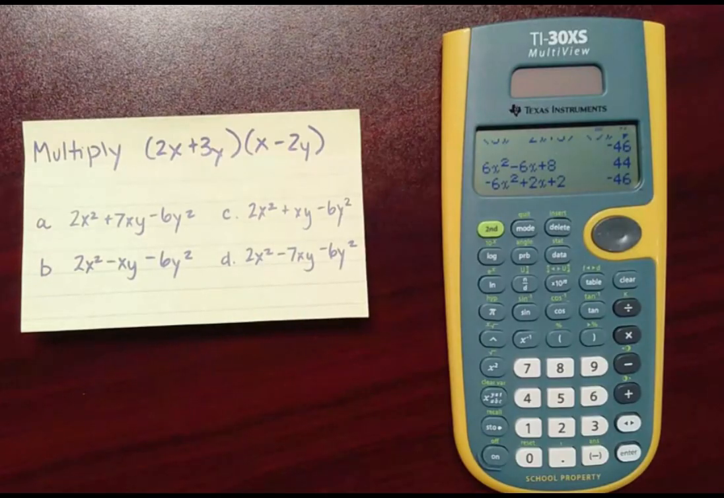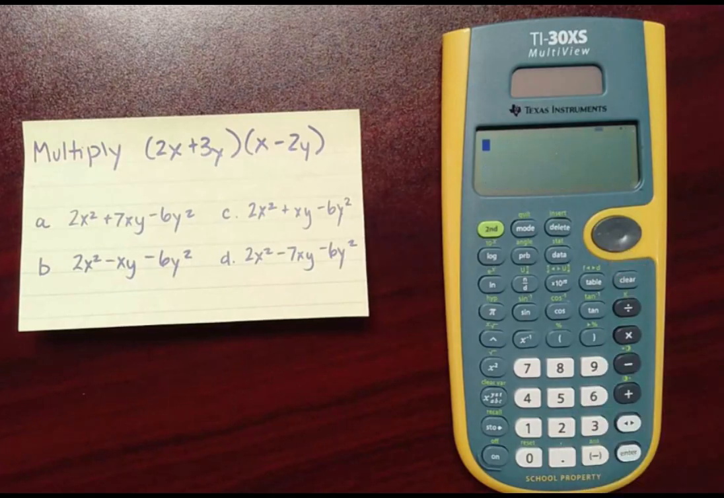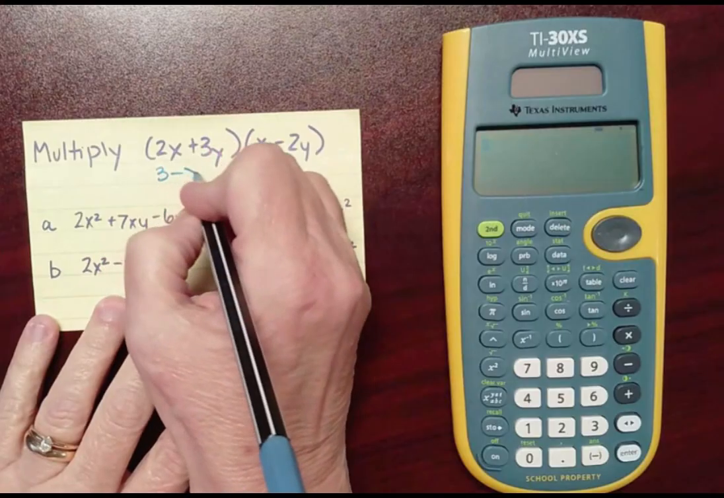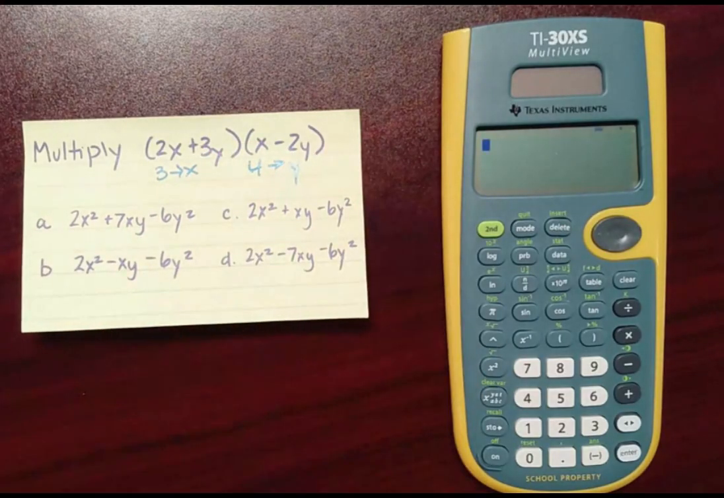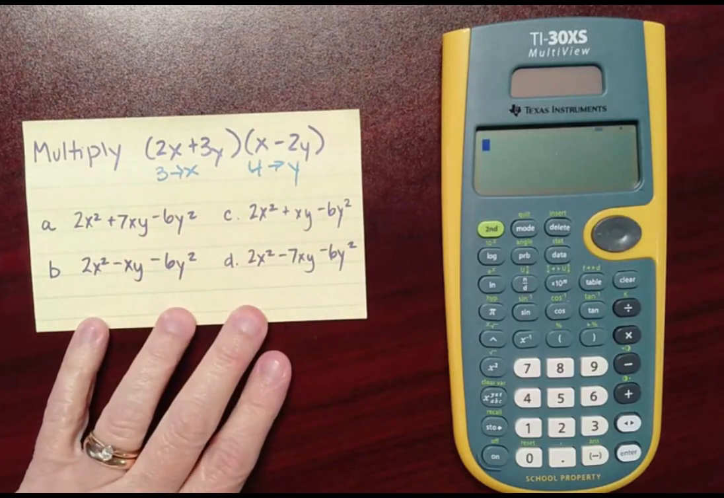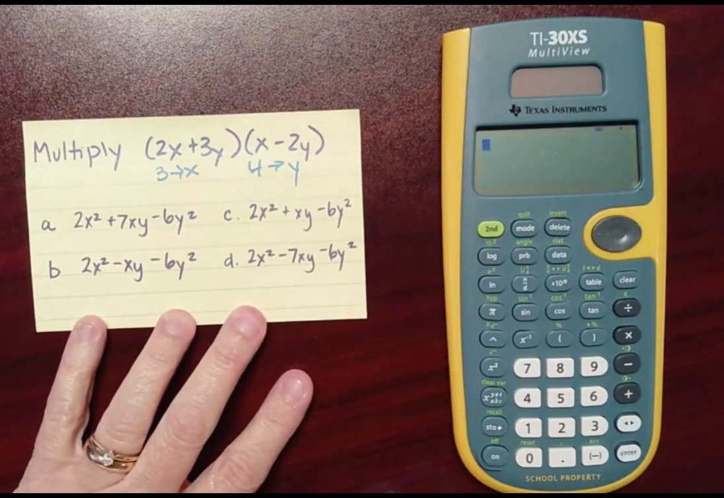Well, here I have x and y. Well, I can store 3 for x, but you can't store 3 for x and 3 for y. You have to pick two different numbers, store a different number for x and a different number for y. And we learned how to do that a few videos ago when we were evaluating expressions with more than one variable. So I'm still going to use 3 for x, and I'm going to use 4 for y.